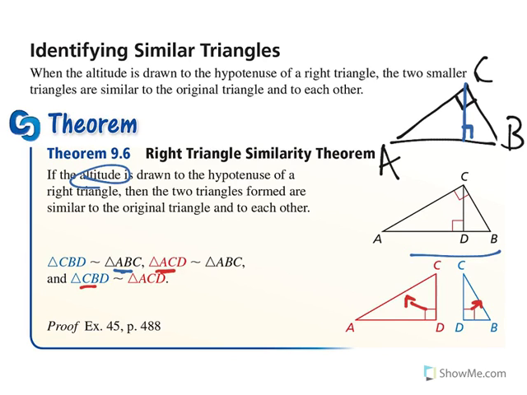Then we have either the long leg or the short leg. On ABC, the long leg would be our AC. This would be our long leg over here. The long leg on ADC would be AD, and the long leg on CDB would be this one here. Those are all the sides that are going to be similar to each other, and they're going to be in the same position as well.